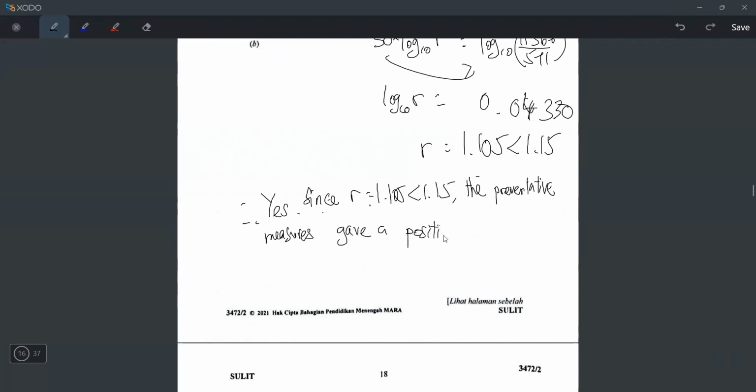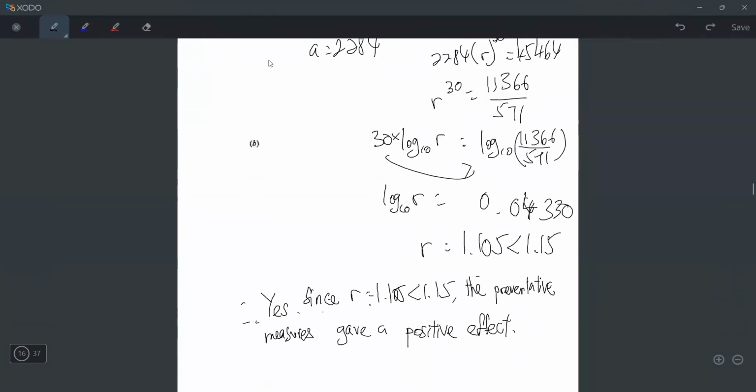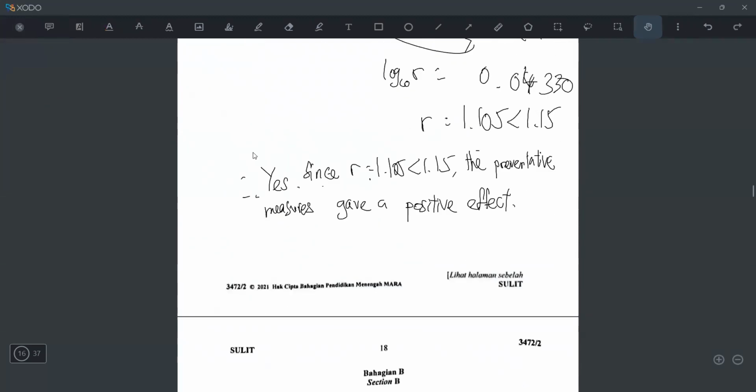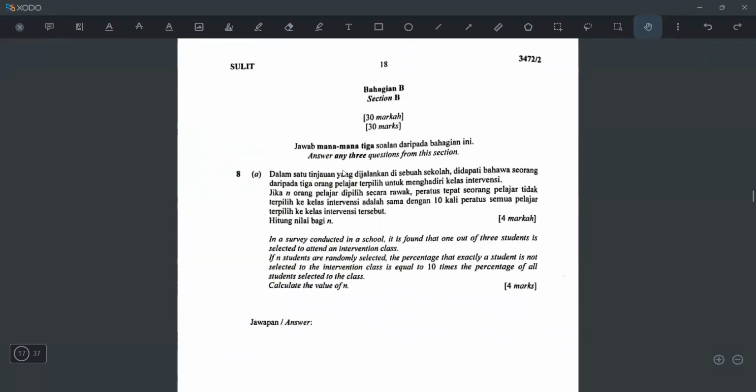Okay, it means it helps. All right, it helps because the R decreased already. The rate of infection decreases. Means if the rate of infection decreases, means all the SOP they got follow. It means they got follow and it gives you a positive effect. Okay, done already. Okay, for question 8 until question 15, I'll just go through with you.